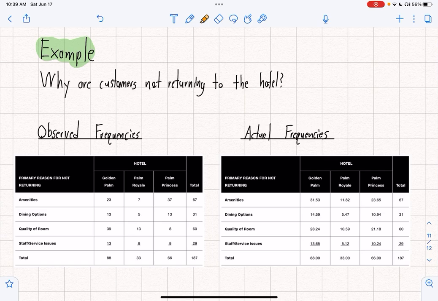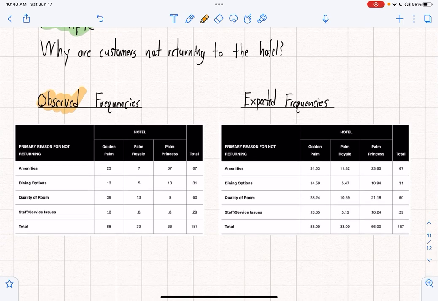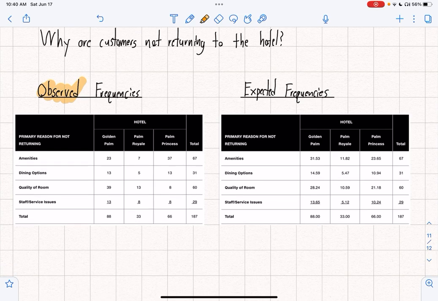So here on the left, we have the observed frequencies. Here on the right, we would have expected. We've already done the calculations, and we know we're going to do these in Excel, so I decided to just go ahead and provide those expected frequencies for us. But we would do this exactly the same.